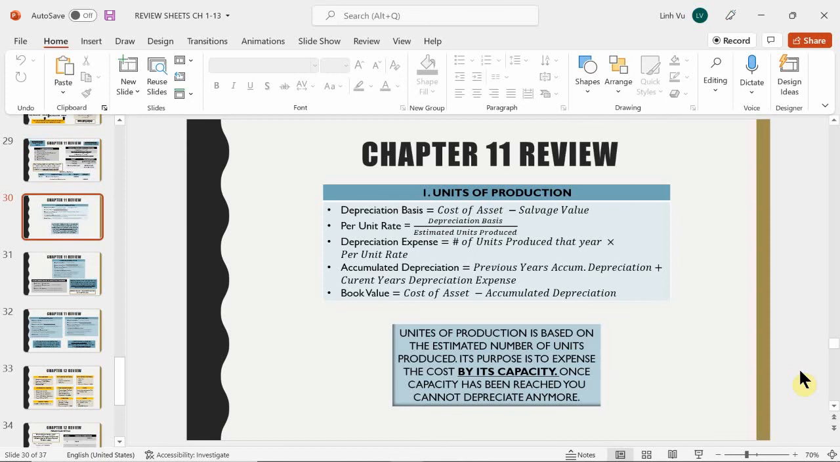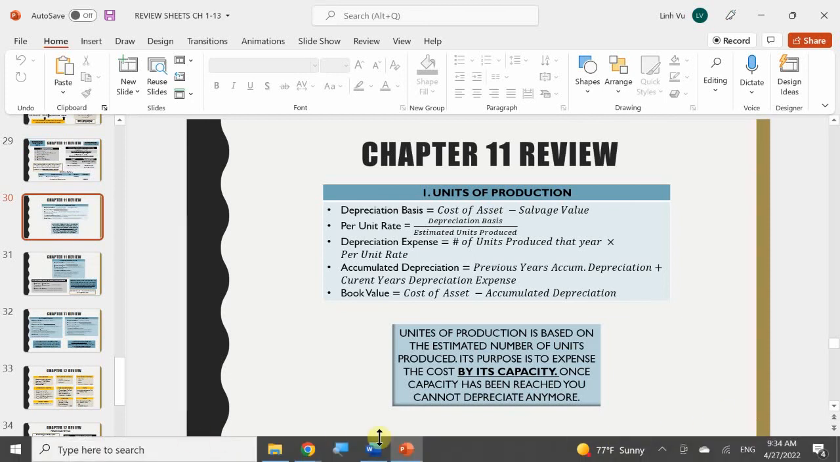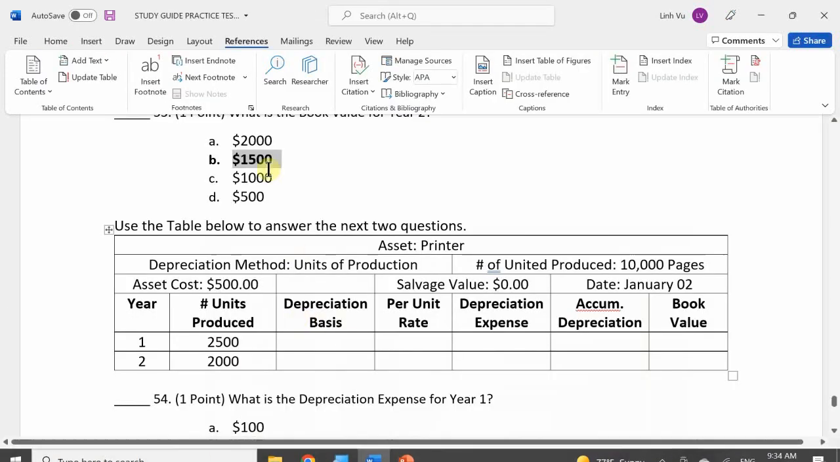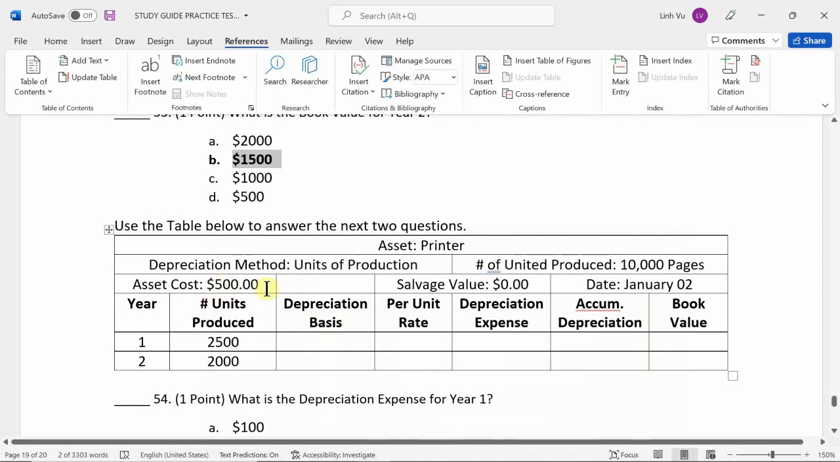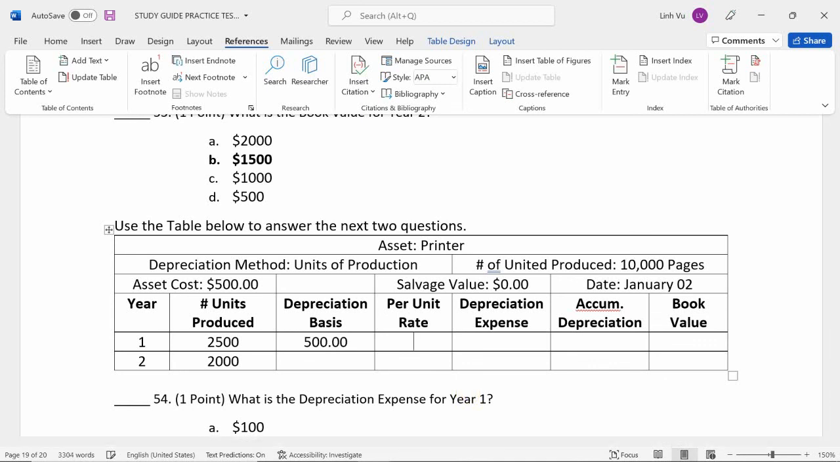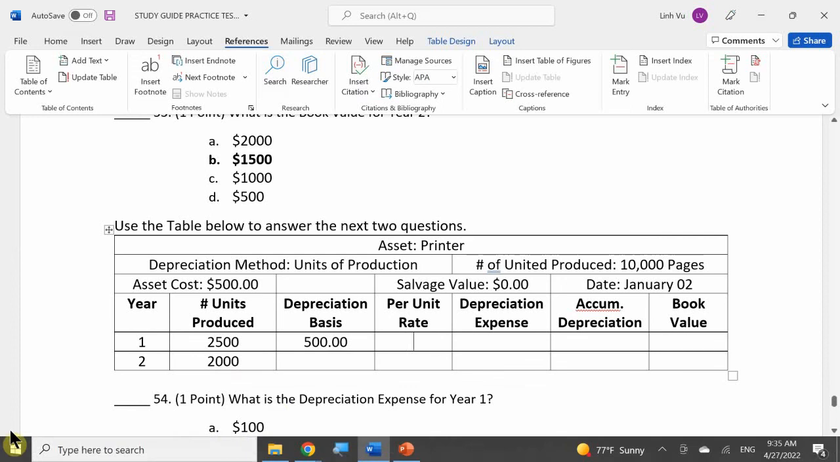Cost of asset minus salvage. Okay, so in this case, what was the cost of my asset? 500. Minus salvage value of 0. My depreciation basis is going to be 500. Good.